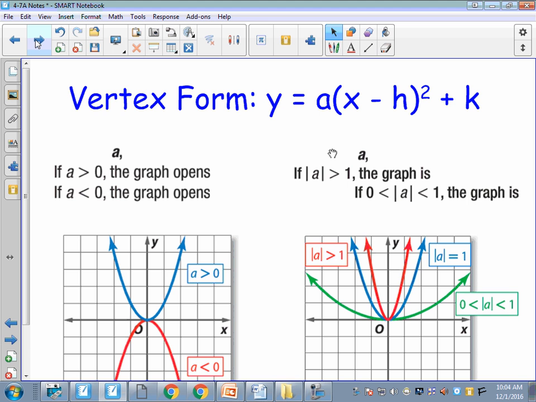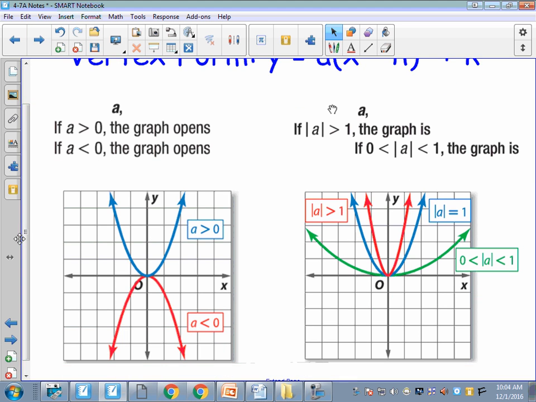Okay, so a, one thing it does is it flips my graph. So if a is positive, if a is greater than 0, the graph opens up, and we already knew this from the standard form. And if a is less than 0, the graph opens down. So if you want to highlight those in 2 different colors to match, my up graph is because a was greater than 0, and then my upside down graph, my red graph, is when it's less than 0. Okay, and that's a reflection.